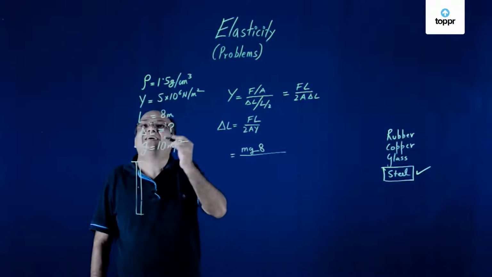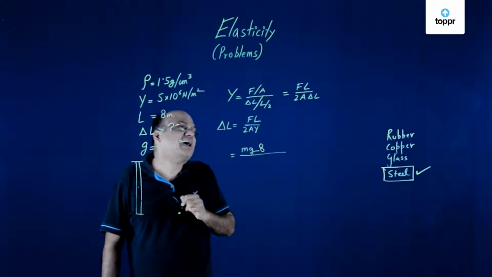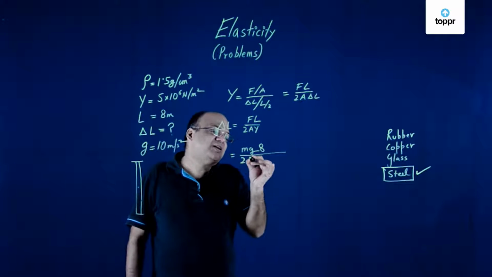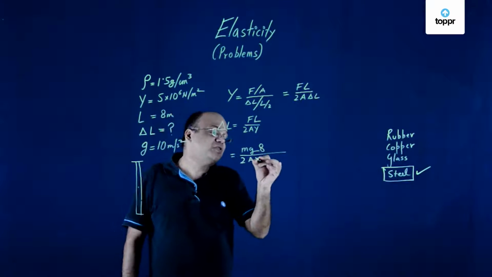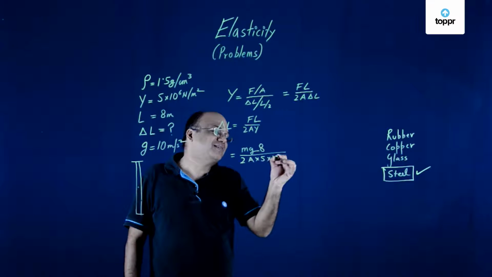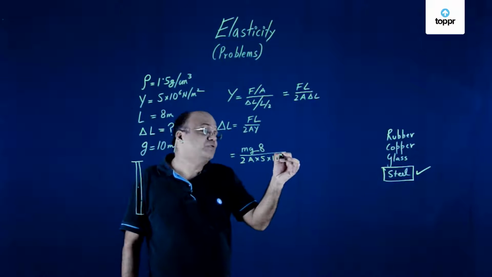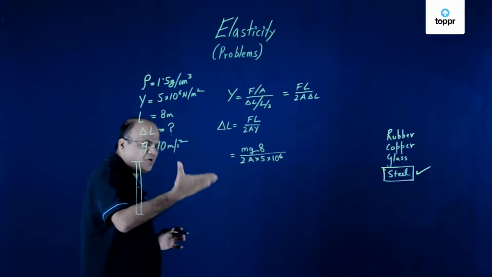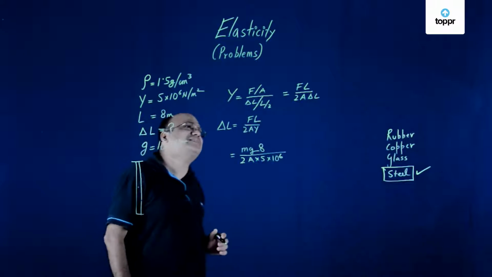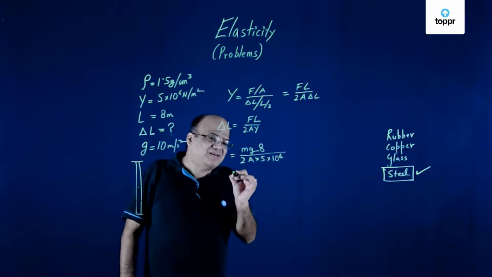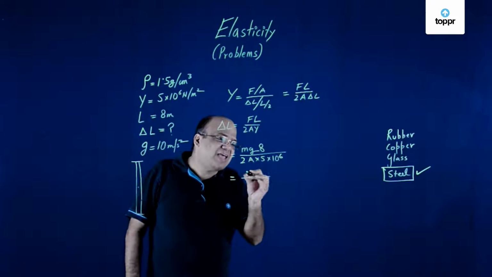A is the area of cross section that we don't have. We have got Young's modulus, which is equal to 5 into 10 to the power 6 Newton per meter square. Now we have got density. Density is what? Mass by volume, right? So we can write this as mg.